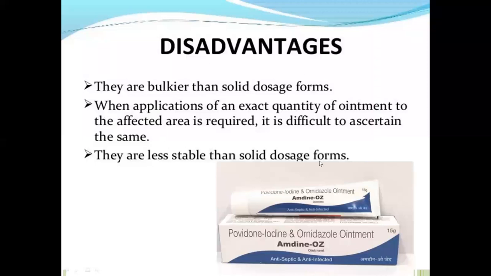Then the next point, they are less stable than the solid dosage form. Solid dosage forms are tablet and capsule, which are in compact form, a unit dosage form. As compared to this, ointments are less stable. They are semi-solid preparations. So these are the disadvantages of ointment.